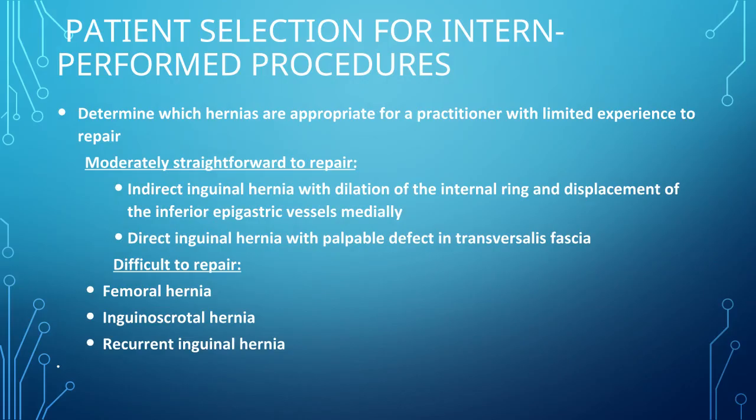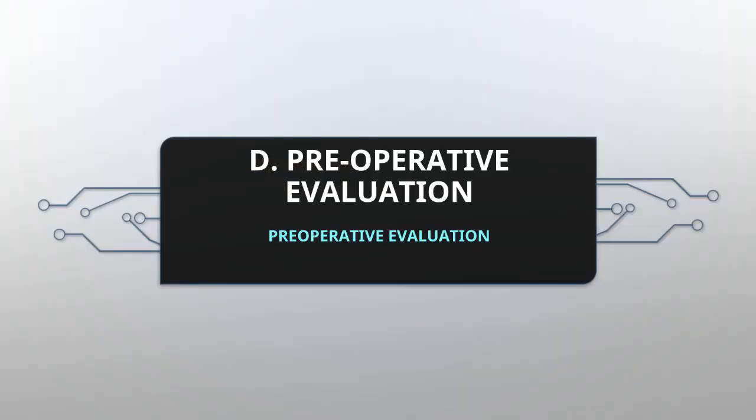Patient selection is important to get good results when cases are performed by interns. Start by selecting the easiest to repair. Indirect hernia with little or no dilation of the internal ring is the most common type of hernia in young adults. Difficult cases to repair, including femoral hernia, inguinoscrotal hernia, and recurrent inguinal hernia, should be avoided until experience is attained with the easier cases. Let's proceed from indications and contraindications to preoperative evaluation.